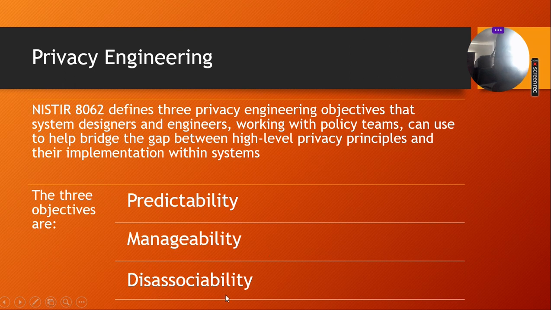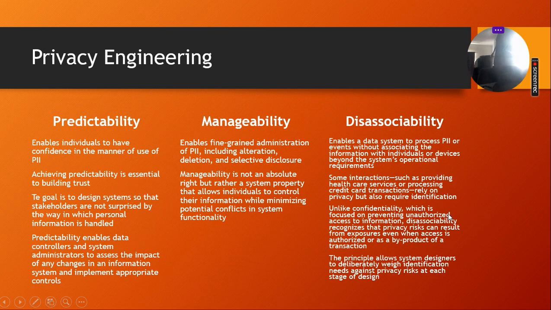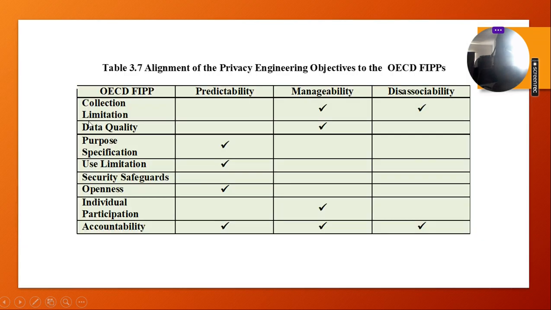So this we've explained in chapter 2, that this NIST has developed NISTIR. This is called NISTIR 8062. They define three privacy engineering objectives that system designers and engineers working with policy teams can use to help them bridge the gap between high-level privacy principles and their implementation in their system. And these objectives are predictability, manageability, and disassociability. So we've explained these three objectives before. Now let's go to the privacy engineering, which we've explained before in chapter 2.